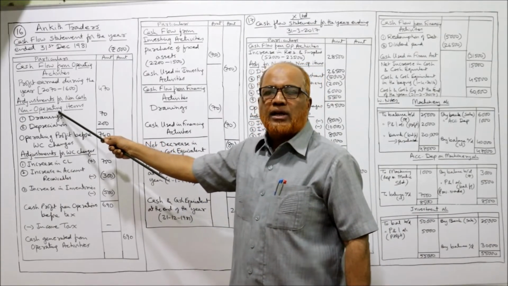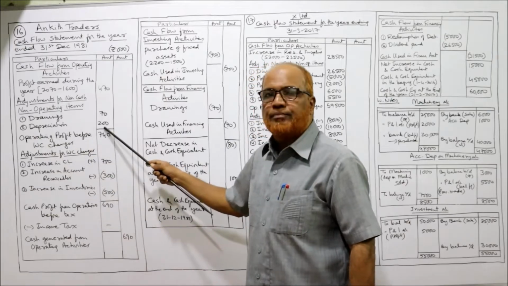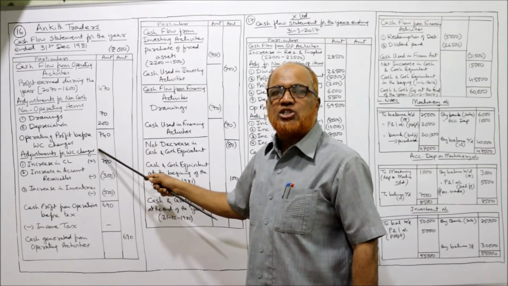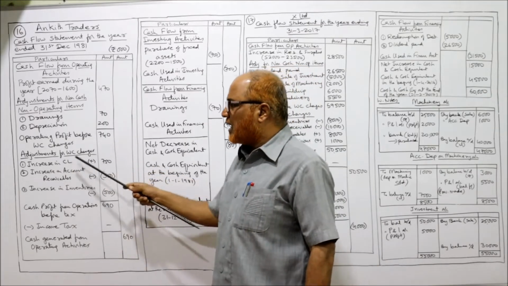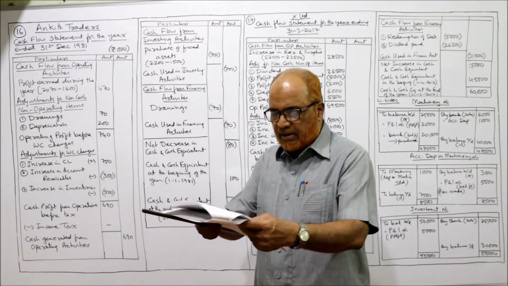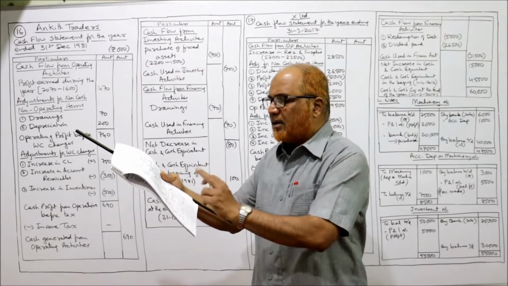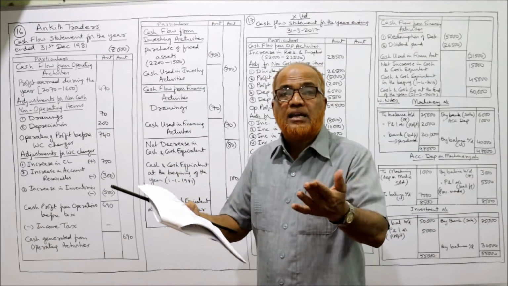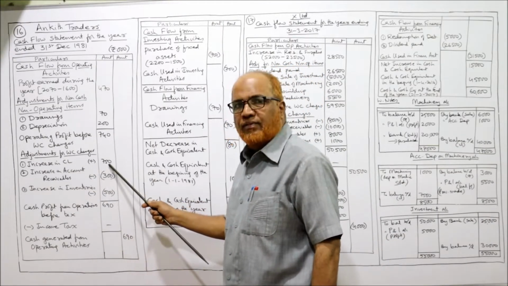Now adjustment for non-cash, non-operating items. Two items are there, drawings and depreciation. We'll get profit before adjustment of working capital changes, 740. Now adjustment for working capital changes, increase in current liability. In the balance sheet it is given current liability last year 300, current year 1050. So increase in current liability will be added, 750.